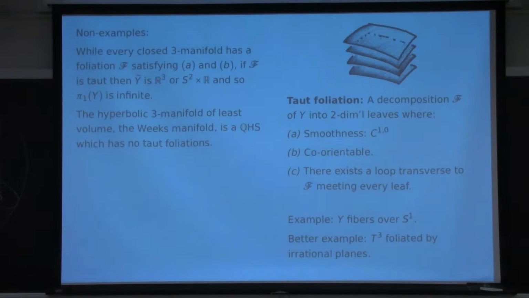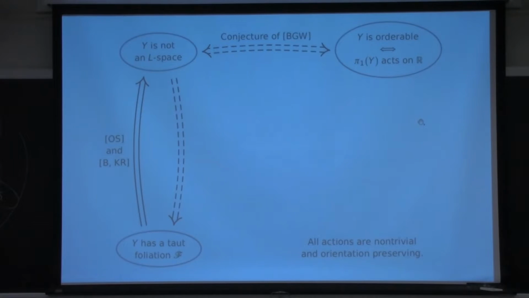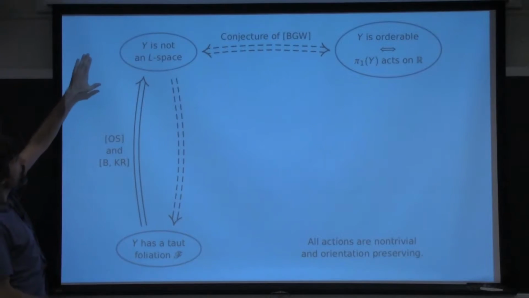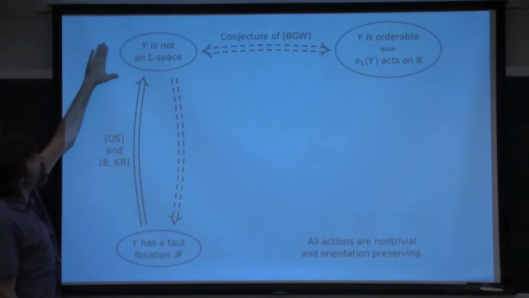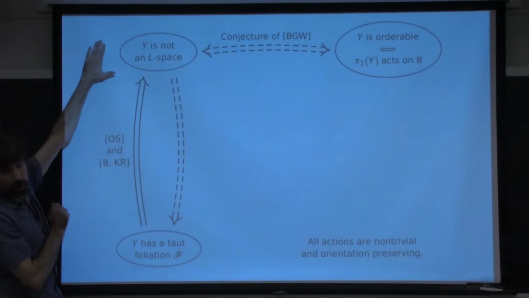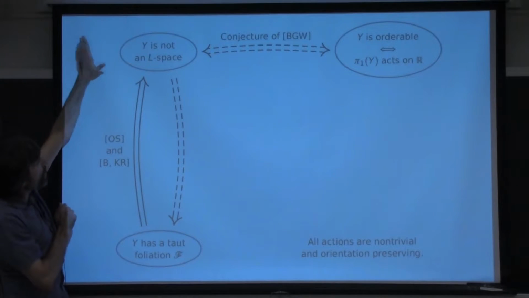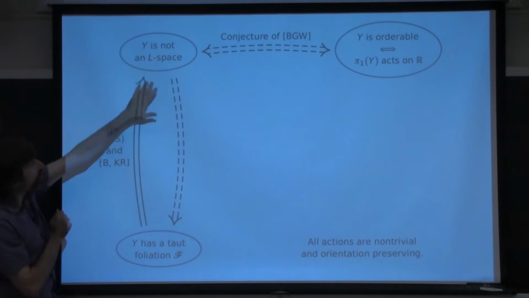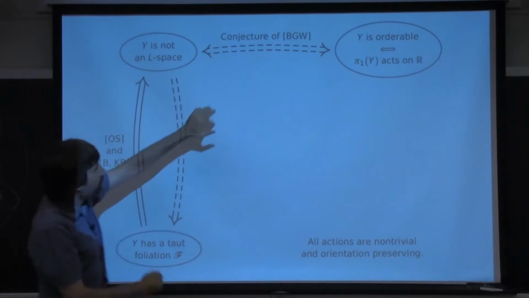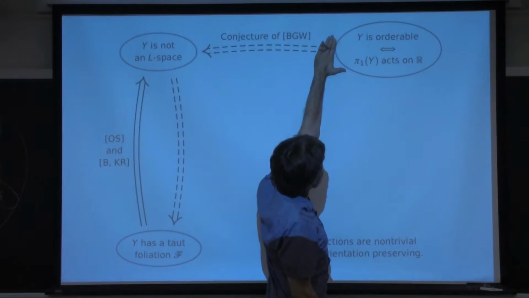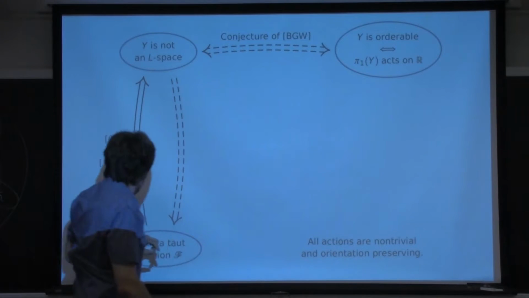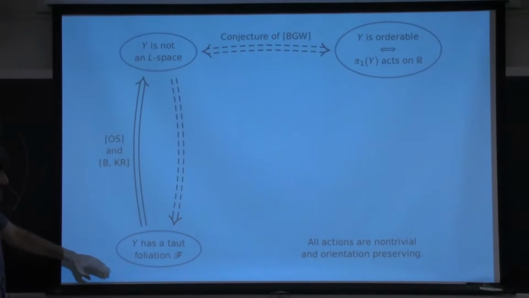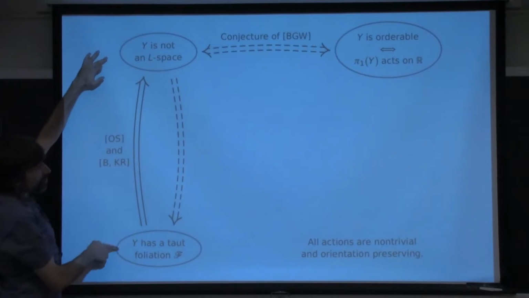So, other questions? All right, so further, I've got three things which seem unconnected to one another. Let me try now to connect them. So here back up are the three things we saw in the original conjecture. Here we have that Y is an irreducible rational homology 3-sphere. Here we have that Y is not an L-space, so Heegaard Floer homology is non-minimal. Over here we have that the fundamental group of Y is orderable. And over here we have the condition about taut foliations, that Y has a taut foliation. And so the original conjecture I had up is that these three things are equivalent.